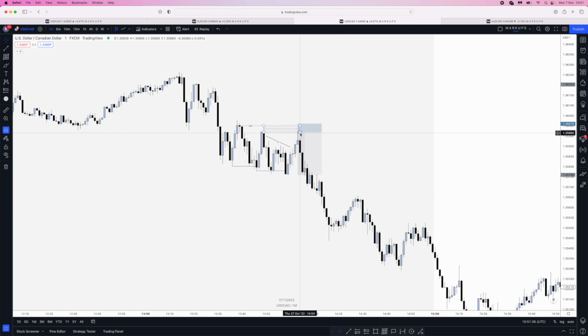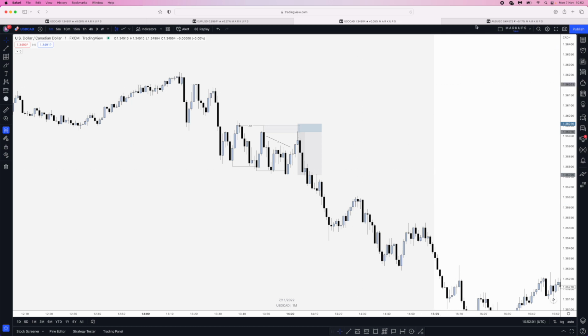I would enter on the open of this example right here, because as you can see, I've refined my POI to this wick, as obviously this is not very clear, and obviously there will be stuff within wicks, and I've just refined it down. So if you end up doing something like this and the POI is really, really small, I would recommend entering at the open.